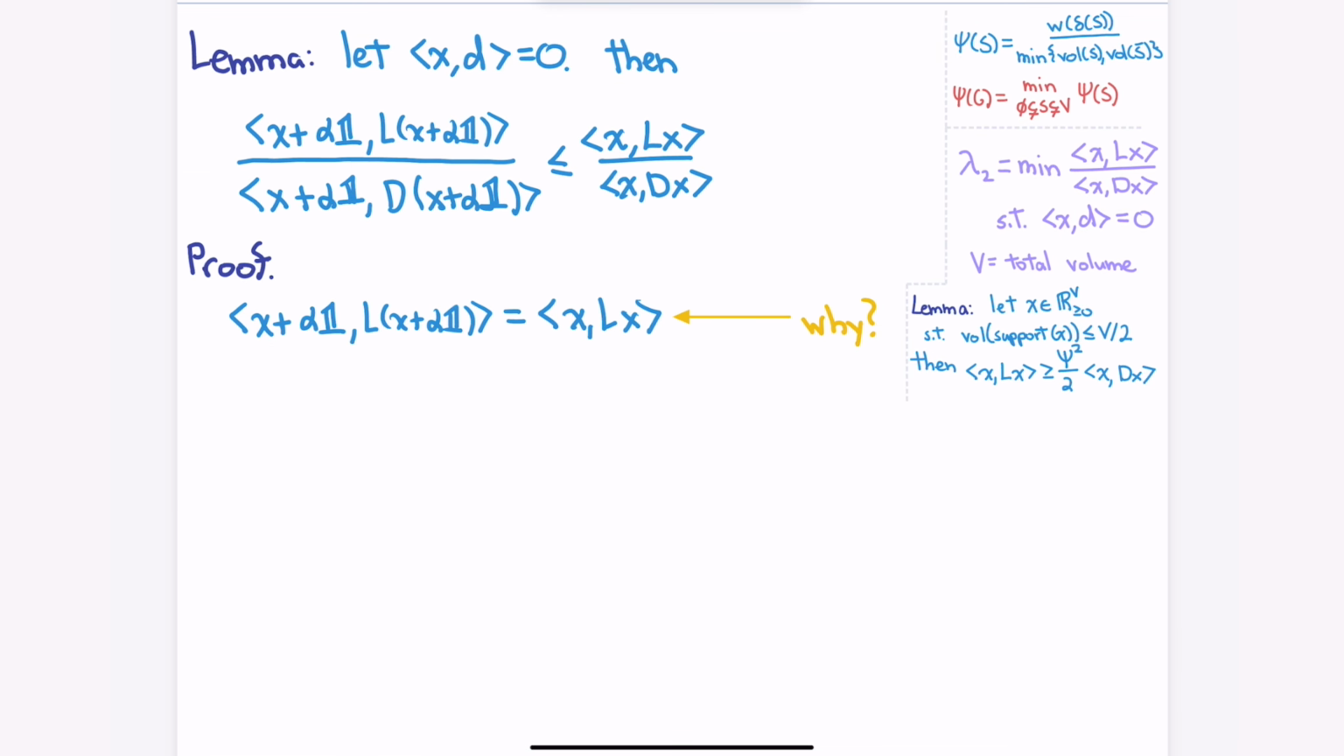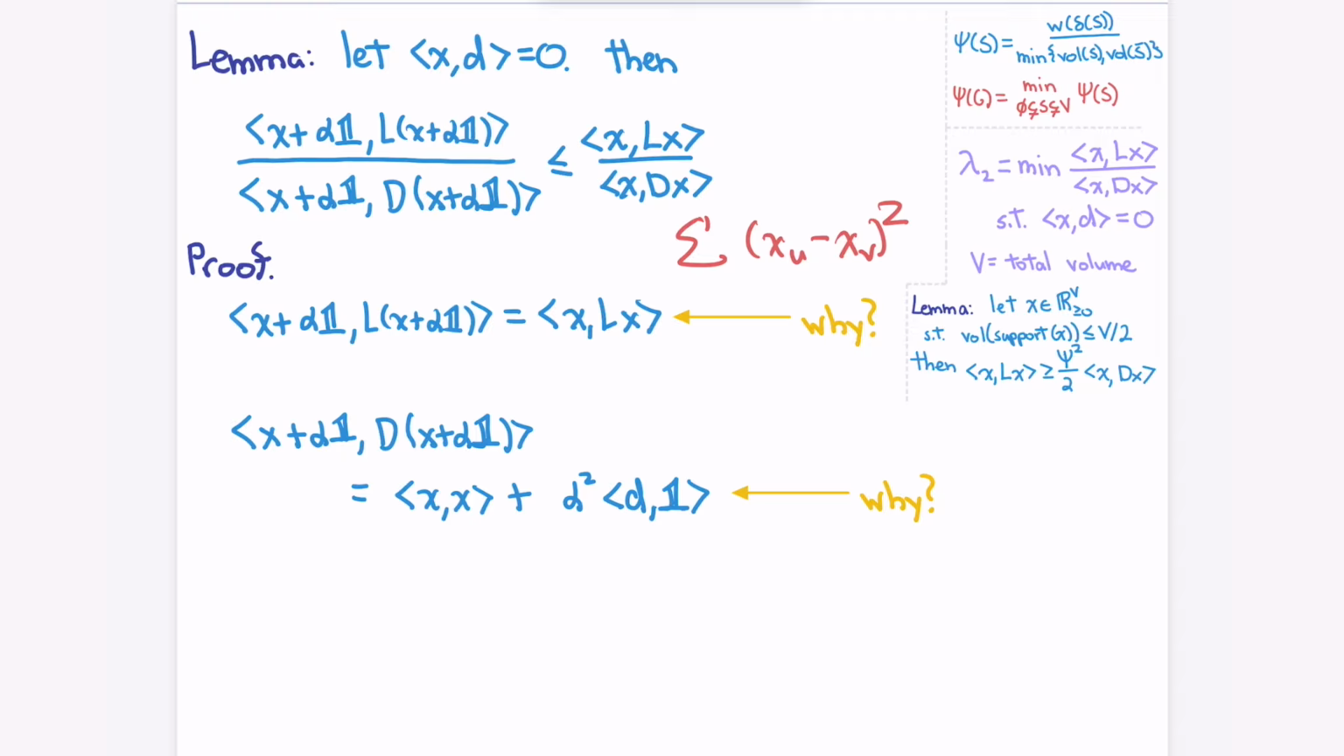All right, so this is equal. Why? It's because you're looking at all these terms that look like the sum of (x_u minus x_v) squared, right? If I add 5 to each one, the difference doesn't change. So the numerator doesn't change. The all-ones vector is in the kernel.